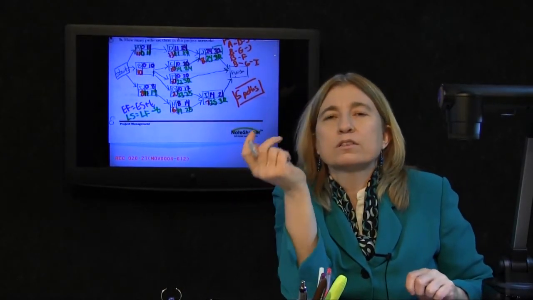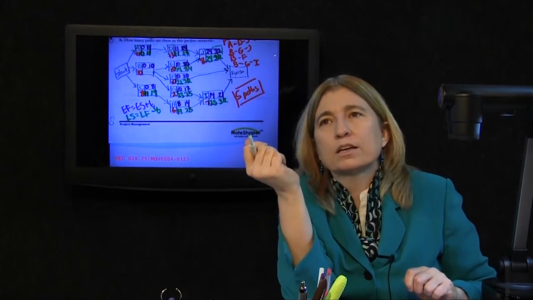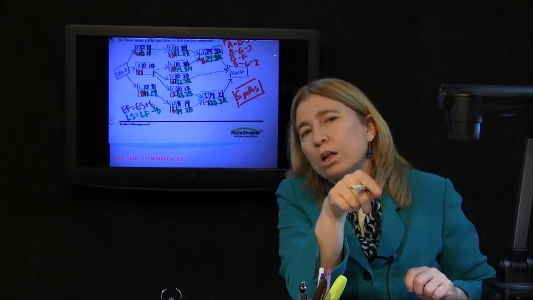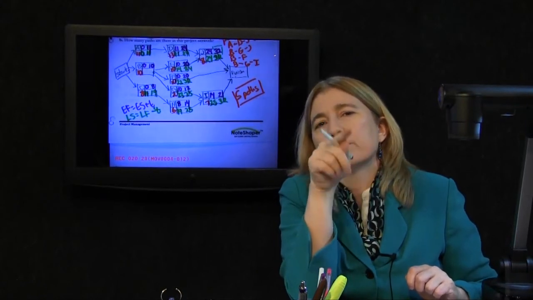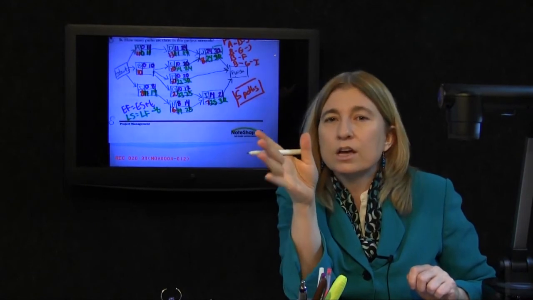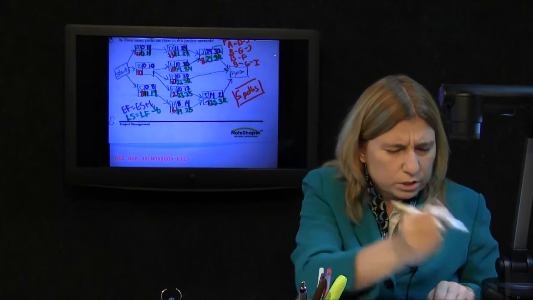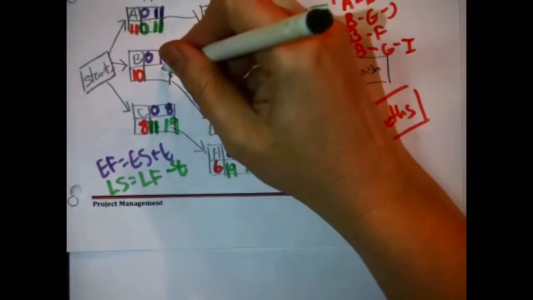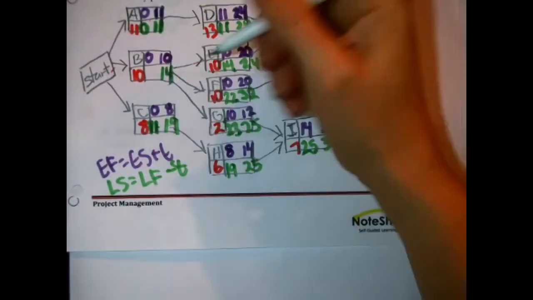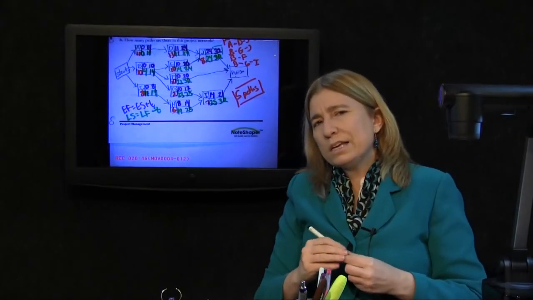This is known as the late finish time rule. The late finish time of an activity is equal to the smallest of the late start times of all activities that come after it. You don't want to create any delays, so you have to pick the smallest this time. Oh, okay, so that's the 14? All right, so the late finish time for B is 14, and then 14 minus 10 is 4. The late start time for B is 4 days.